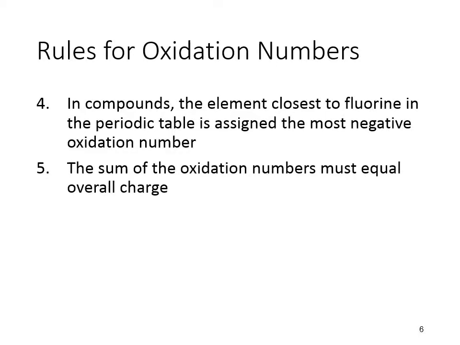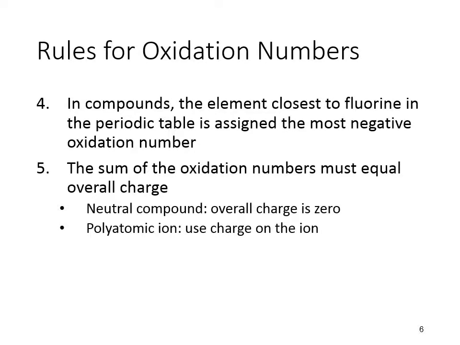And finally, the big rule is, when you look at a formula, the sum of the oxidation numbers of all the atoms in a formula must add up to a total that's equal to the overall charge on the particle. So if you're looking at a neutral compound, then you're talking about the charges or the oxidation numbers all adding up to the overall charge of 0. If you have a polyatomic ion, then you're going to use the charge of the ion as the total of the oxidation numbers. So let's look at a few examples.